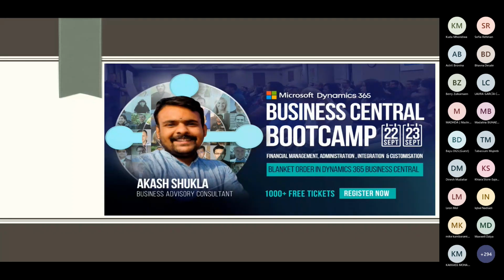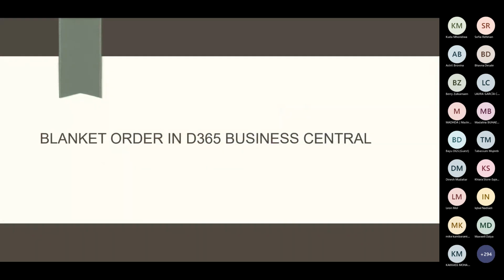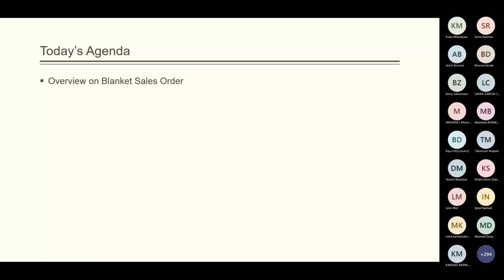So today I'm going to show you the blanket order functionality. In this, I'm specifically using the sales side. I'm going to explain how it looks, how you can create a sales order, and then from the sales order, a blanket sales order, how you make a sales order, and then the postings and other things after those. So these are my agendas.